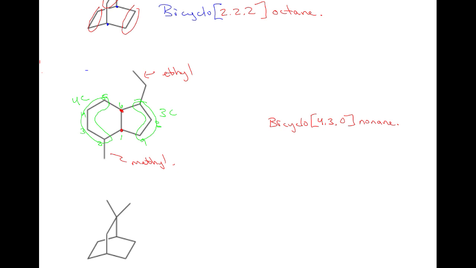So this is going to be a 7 ethyl, 2 methyl. And I don't have to have that B capitalized, so I'll just fix that up. 7 ethyl, 2 methyl bicyclo, 4,3,0 nonane.